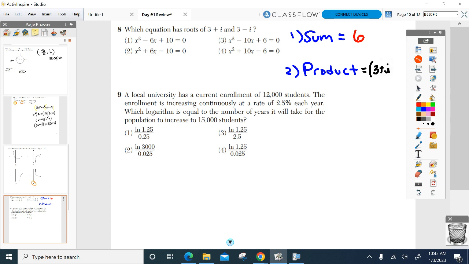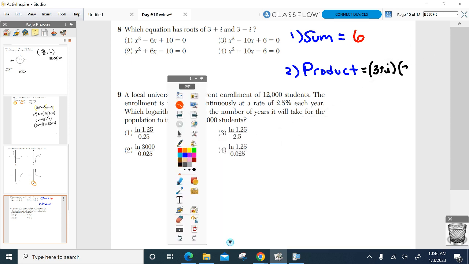3 plus i, 3 minus i. Okay, do them with me. I'll help you out. 3 times 3, 9. Here we go. 3 times negative i, minus 3i. i times 3. Okay, ready. i times negative i, negative i squared. I'll get back to that in a second. What happens in the middle? They cancel. Minus i squared.